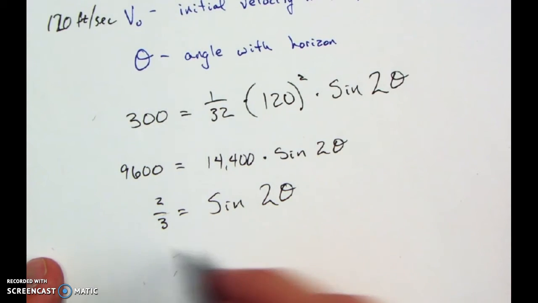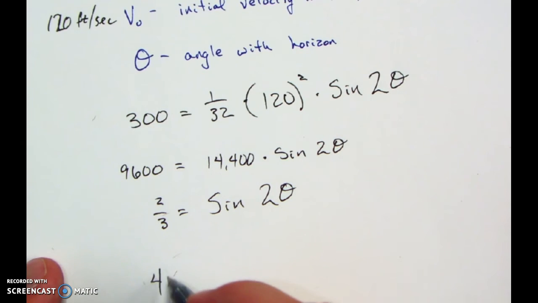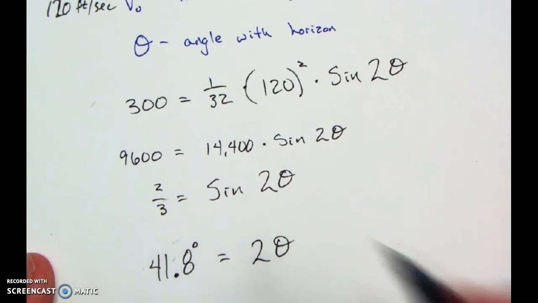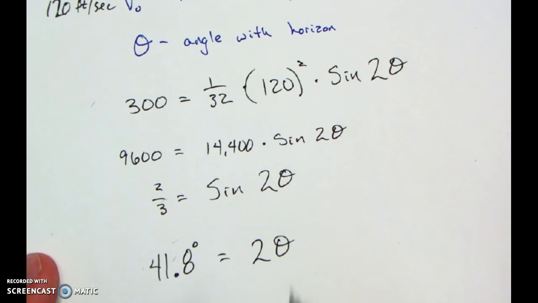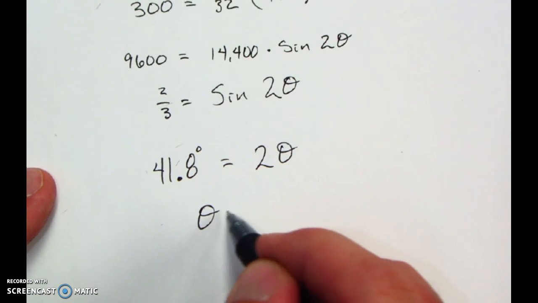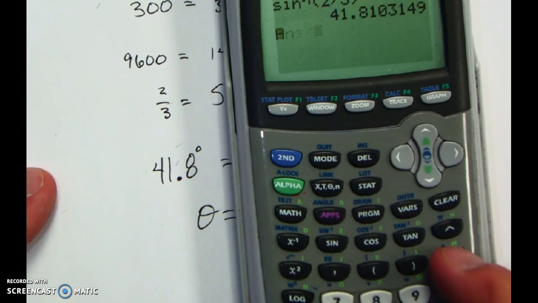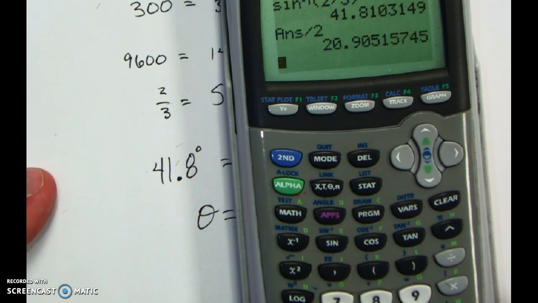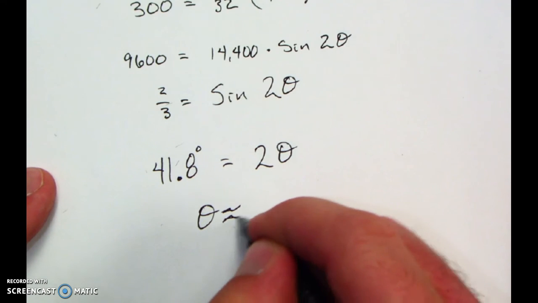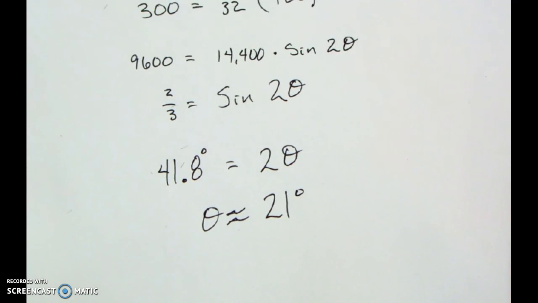So now we're saying, since we took the inverse of both sides, that our angle is 41.8 degrees, and that's equal to 2 theta. So now I'd multiply both sides by 1/2, which then gives me an angle for theta, or I can divide by 2. Our actual angle is about 21 degrees to shoot that potato gun.